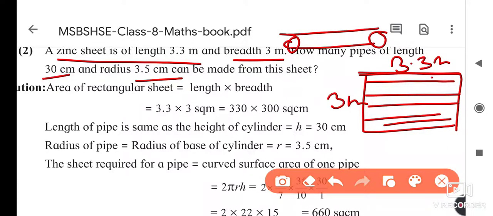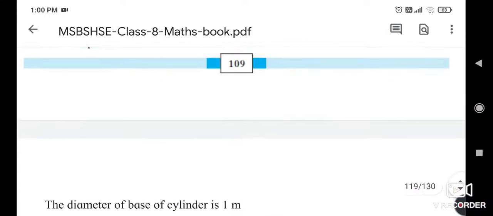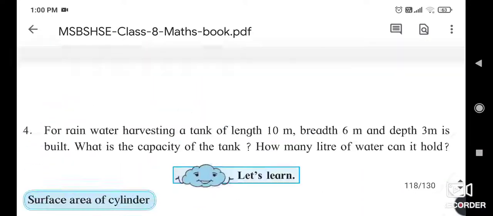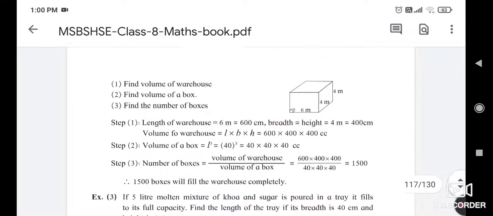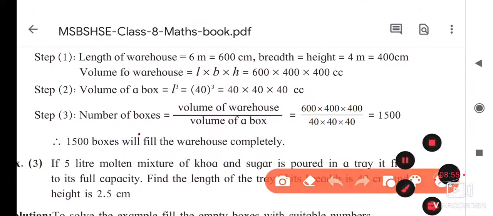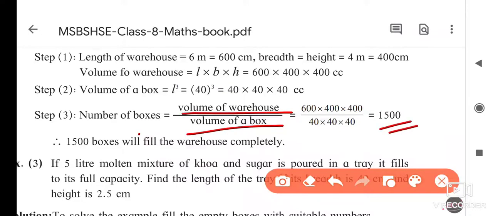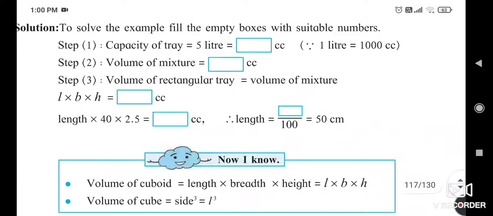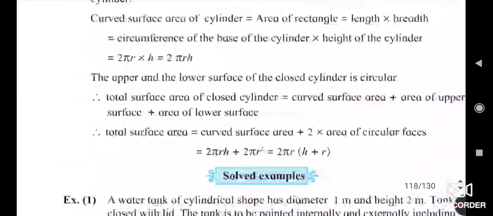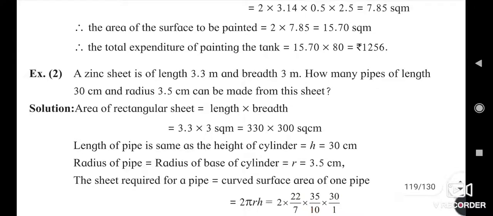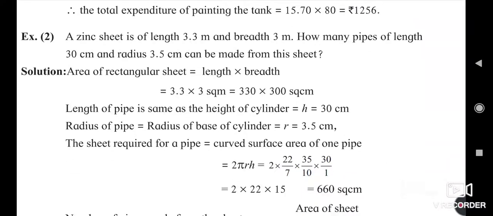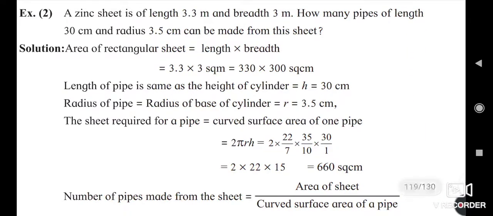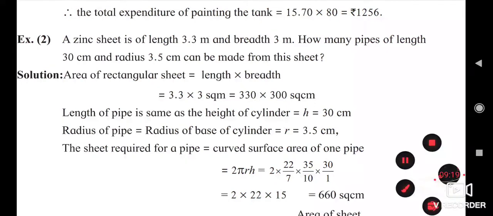As I told you before, when we have to find the number of pipes or number of boxes, as we saw in a similar example yesterday, the volume of the warehouse is divided by the volume of a box, and then we get the number of required boxes. The same thing we have to use here: the surface area of the sheet divided by the surface area of a pipe. When we divide, we will get the required number of pipes.